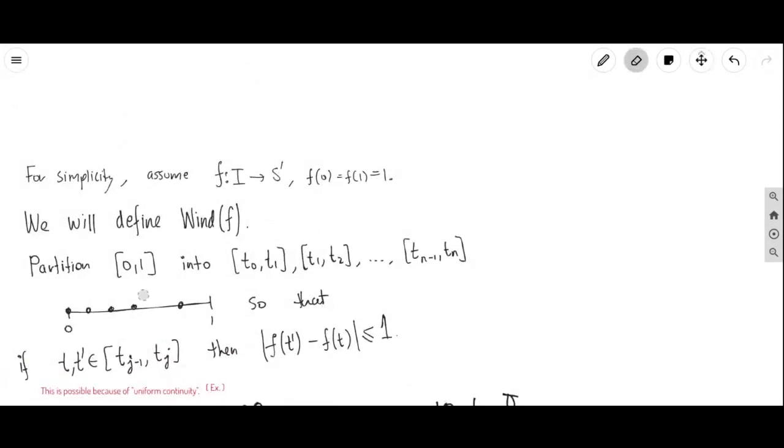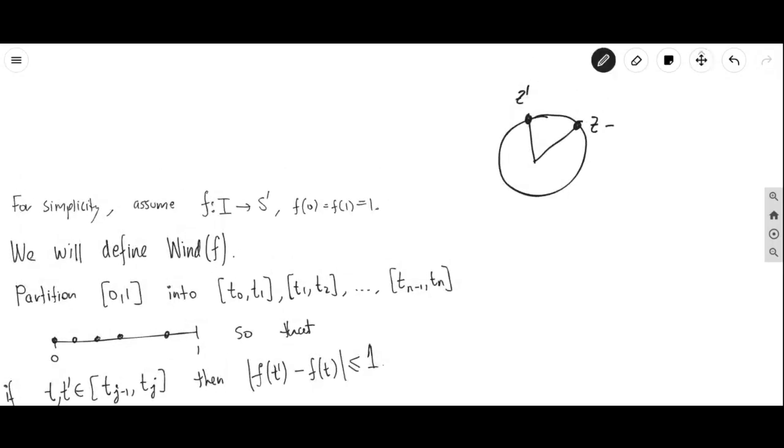You need to understand that f of t and f of t prime are points on the circle. If you have two points on the circle, let's call them z and z prime, you can write them in Euler's notation. This would be e to the i alpha, and this would be e to the i beta. This is the way you would express two points on the circle using Euler's formula.